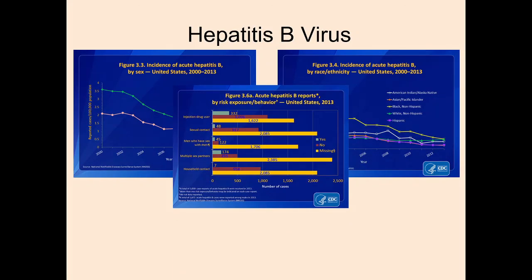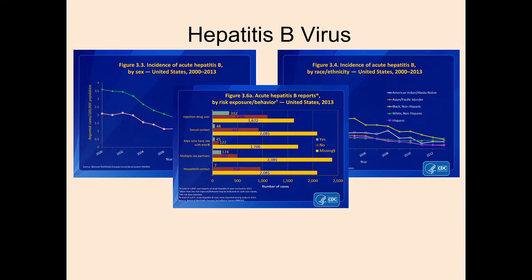Here we have acute hepatitis B reports by risk and risk exposure or behavior. So first off, I want to orient you to the legend. Those big yellow bars are actually missing data. So of the people who responded, they left that blank, whether they were an IV drug user or whether they had sexual contact. So what you only want to look at is the gray bars, which is they said yes, they are in that category, or the red bars, which is they said no.